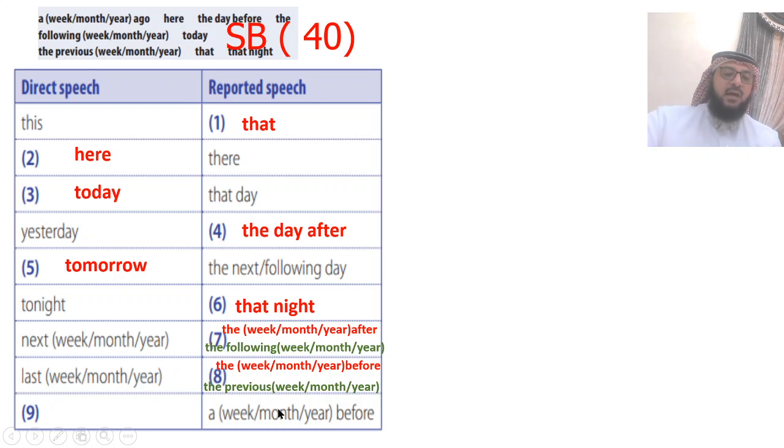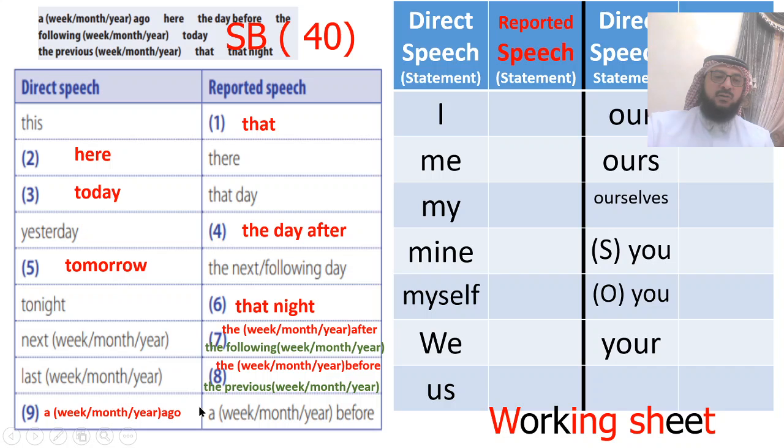قال لك a week أو a month أو year before وش كانت؟ a week أو a year أو a month ago. a week ago سابق هتقول a week a month a year before. طبعا you'll find this also in the description below. Okay. تعالوا نشوف هنا ورقة العمل.